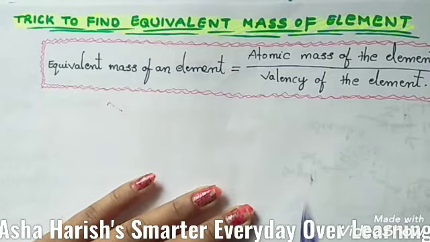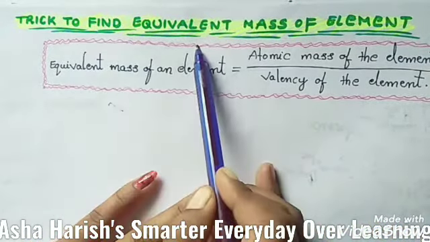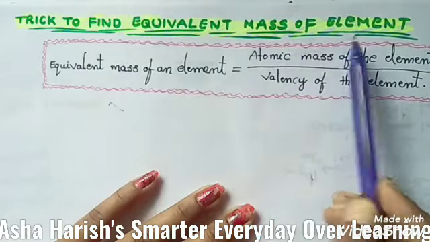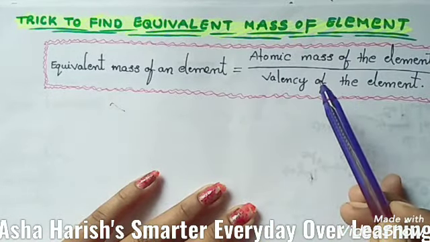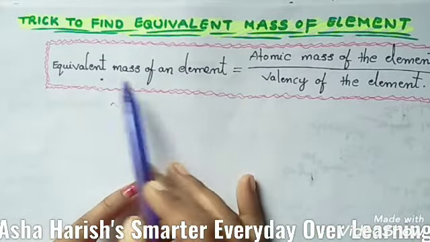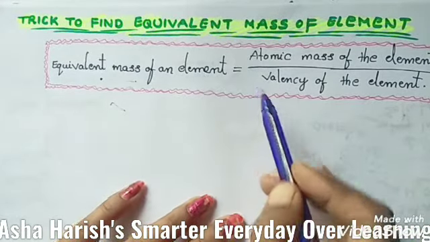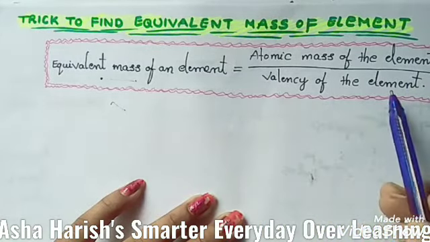Hi students, in today's session we are going to learn a simple trick to find the equivalent mass of an element in a compound. Here, I am going to explain some more examples, and here is the important formula you have: equivalent mass of an element is equal to the atomic mass of the element divided by the valency of the element.